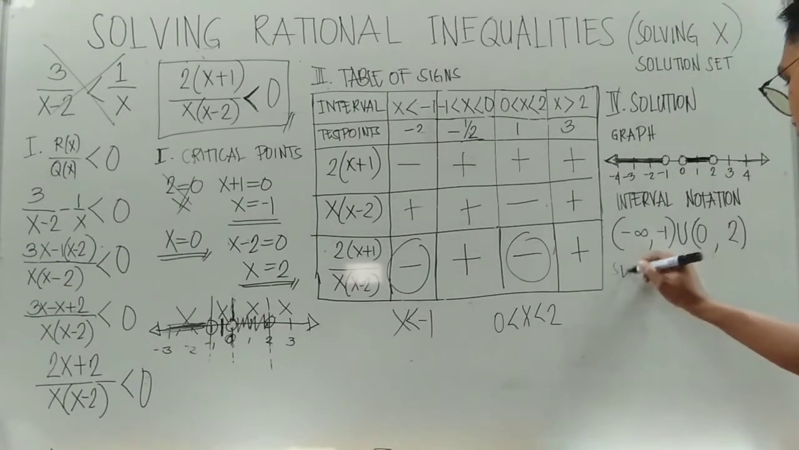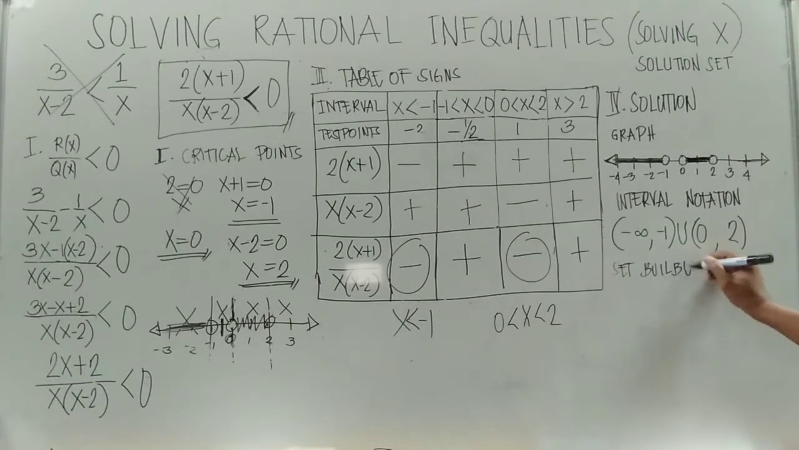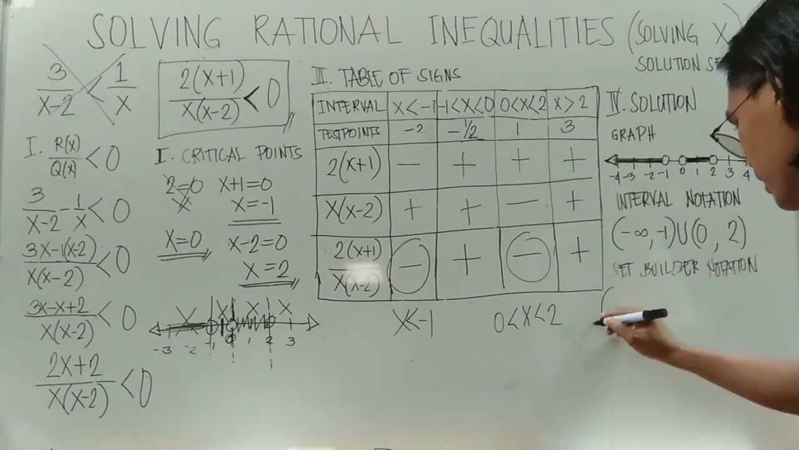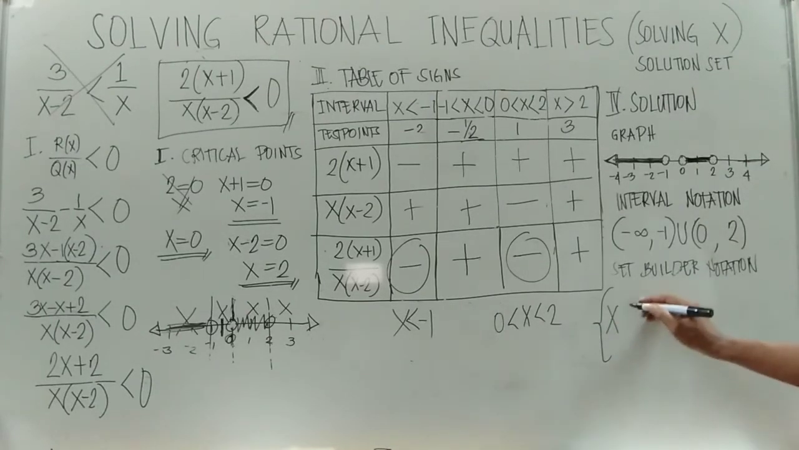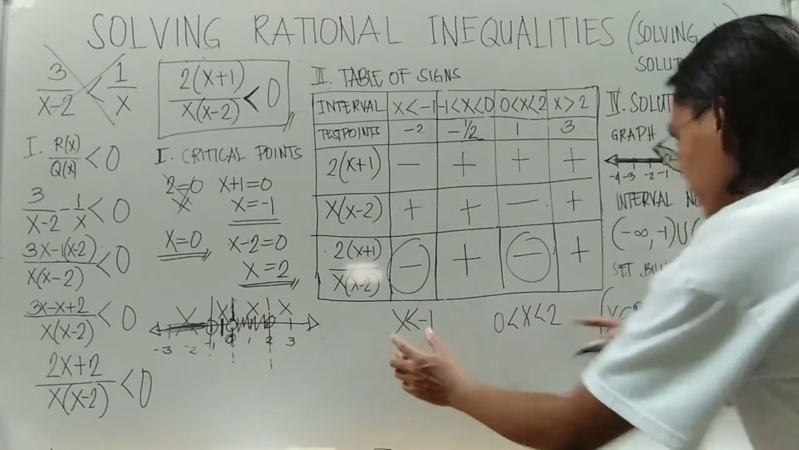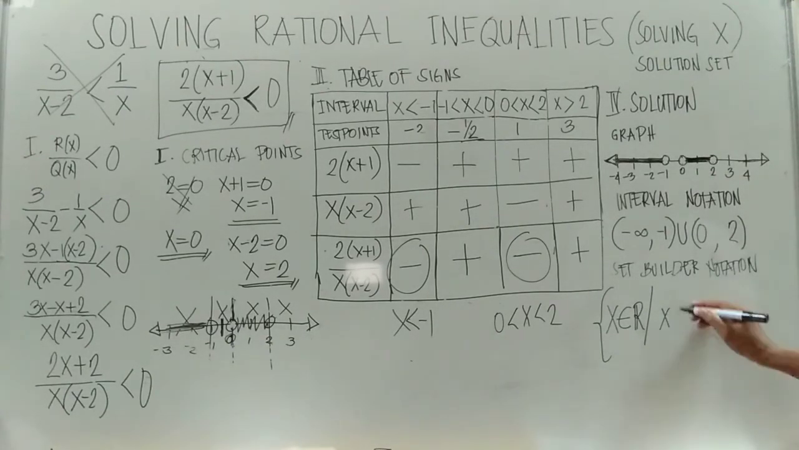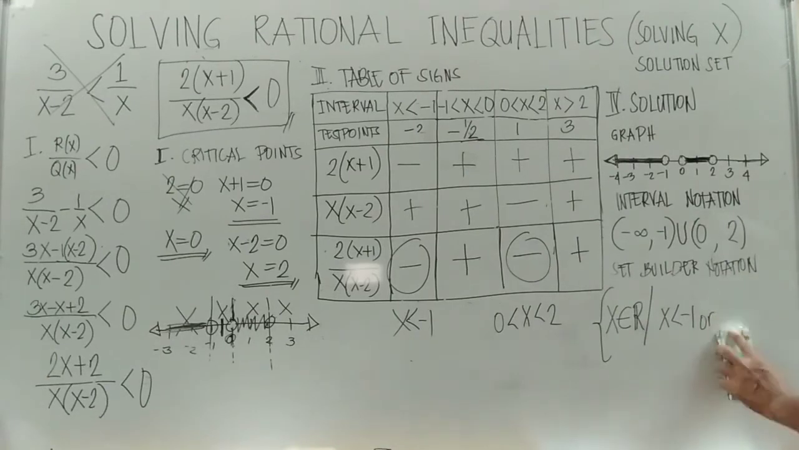Okay? Last is the set builder notation. Okay, for your set builder notation, again, braces, x is an element of real number such that copy your interval. So you have x is less than negative 1, or because you have two intervals, just copy, then or again x is greater than 0, x is greater than 0 but less than 2.